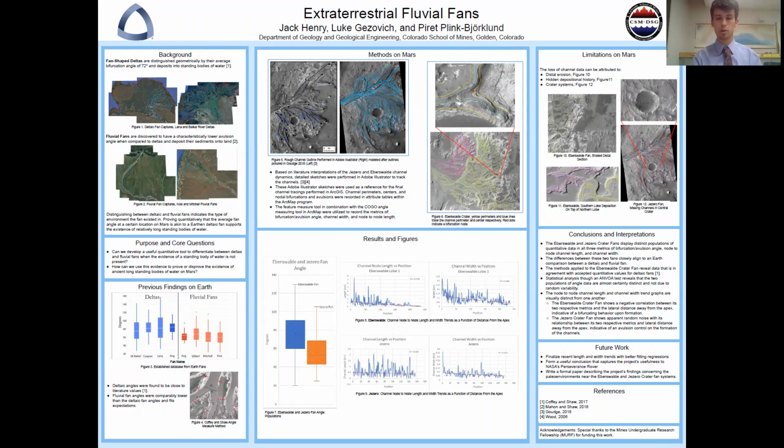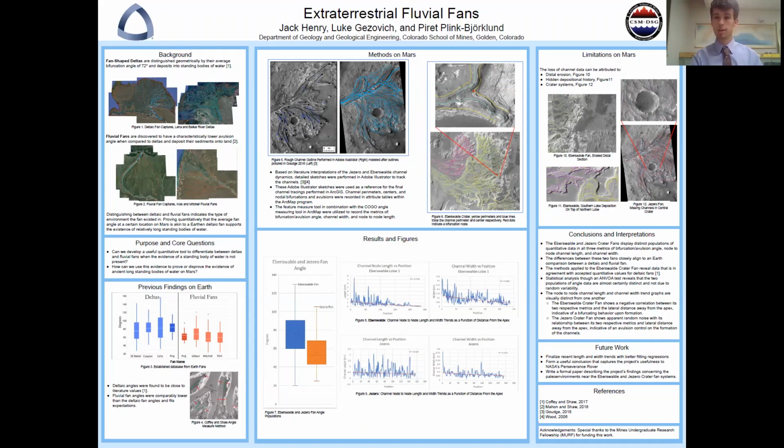So beginning to discuss our initial results, we see that clearly the Eberswalde fan displays average angles that are higher than the Jezero fan, suggesting that there's possibly a deltaic-fluvial fan relationship here. And this is further supported by the node-to-node lengths displayed in the Eberswalde and Jezero crater fans along with the channel widths. Considering that we are performing this project on an extraterrestrial environment, there come some limitations. And this mainly boils down to the loss of data to erosional factors or impact craters.